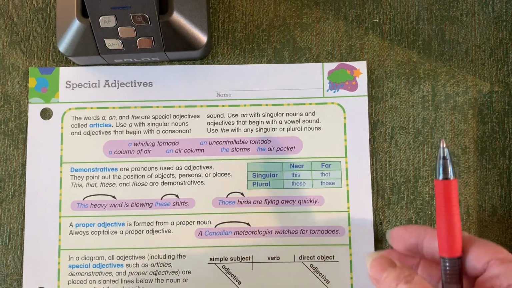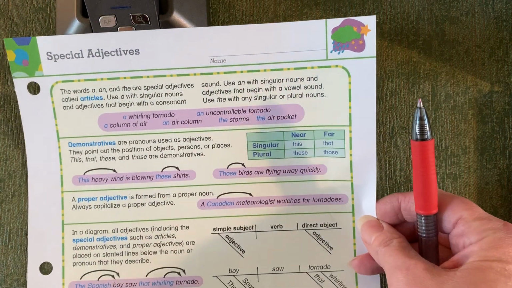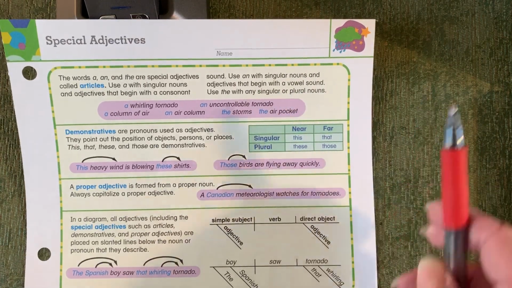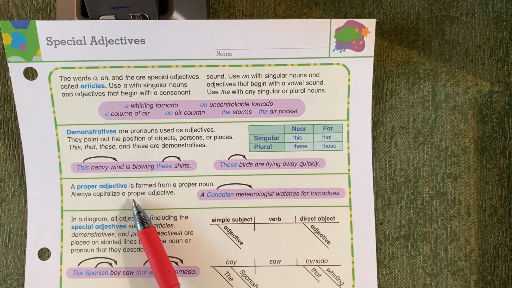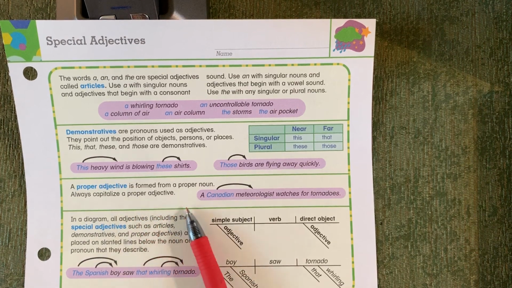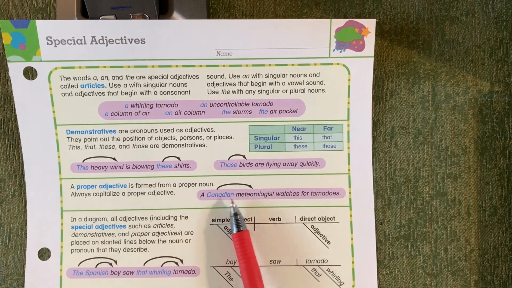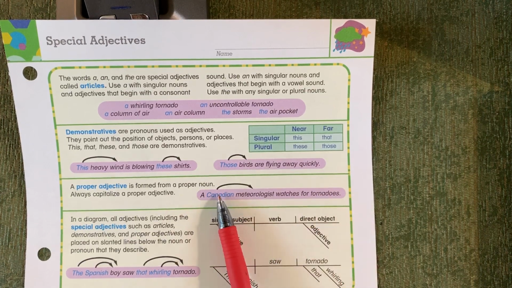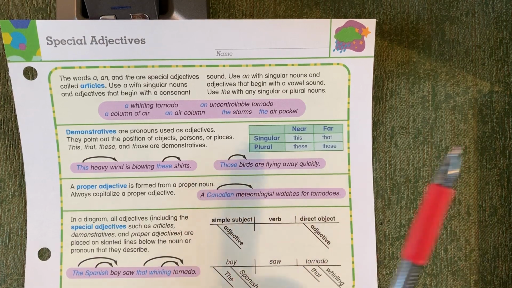And then the last part of the special adjectives was the proper adjective. And remember, it's formed from a proper noun, and we always capitalize proper adjectives. A Canadian meteorologist watches for tornadoes. So Canadian is a proper adjective because it's formed from the proper noun Canada.